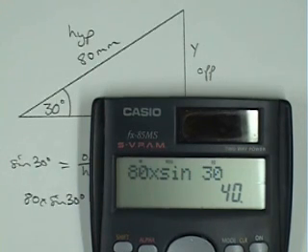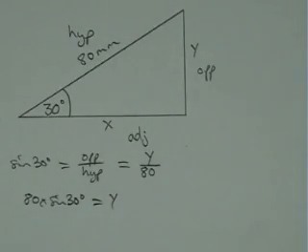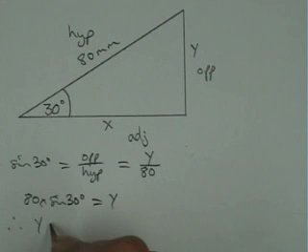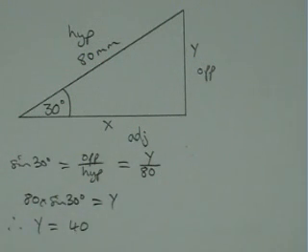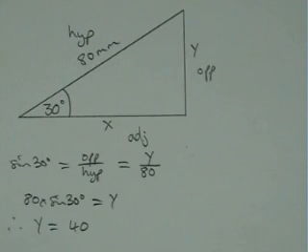And when you've done a few of these with 30 degrees, you get to learn that the sine of 30 is 0.5. Therefore y equals 40. And then we remember that we're dealing with measurements, so we must have units, so it's millimetres.